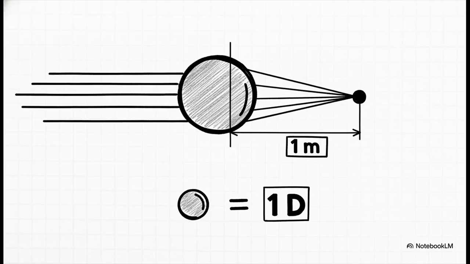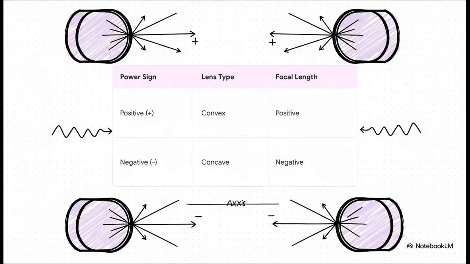Okay, mystery solved. That D stands for diopter. It's the standard official unit for measuring the power of a lens. And the definition is super simple. 1 diopter is the power of a lens that has a focal length of exactly 1 meter. And that little plus or minus sign in front of the number, that's absolutely critical. A positive power, like in our example, always means you're dealing with a convex lens, the kind that bulges out and brings light rays together. A negative power means it's a concave lens, the kind that curves inward and spreads light rays out.